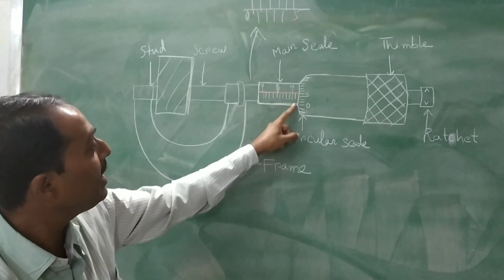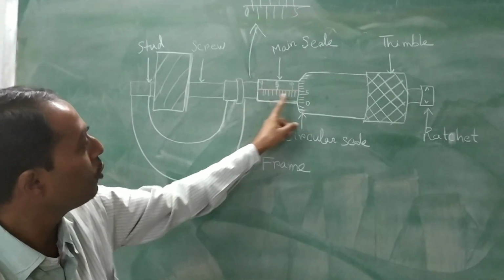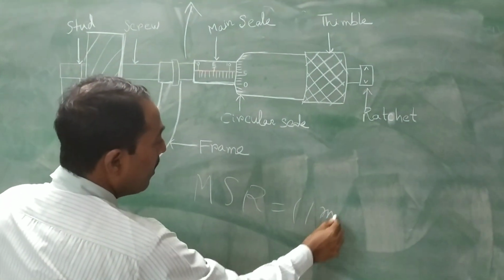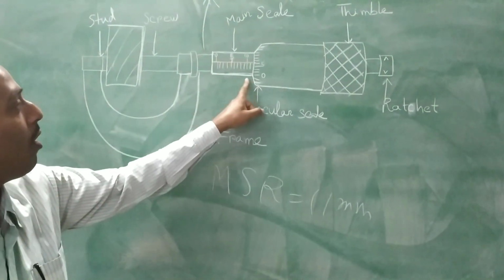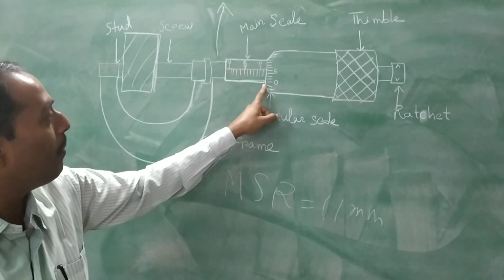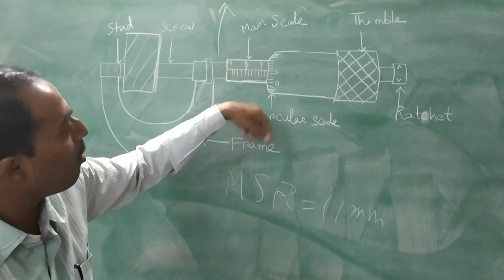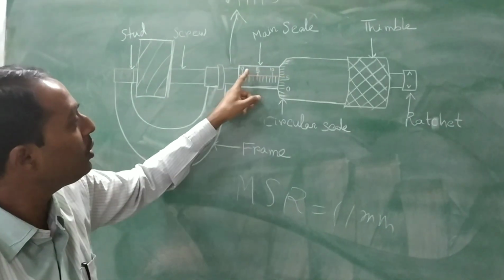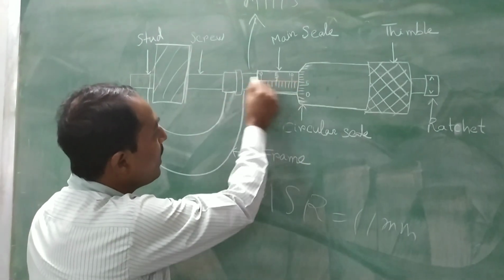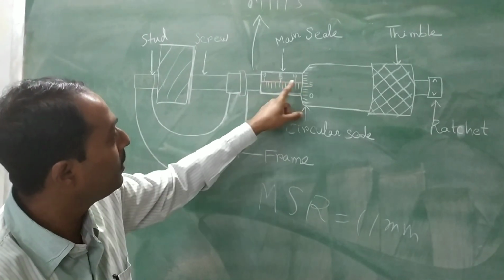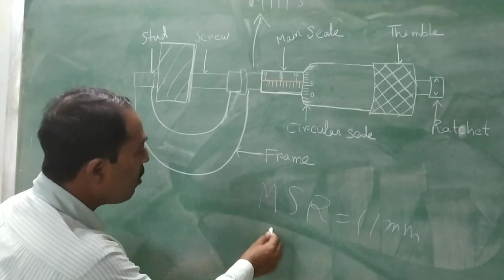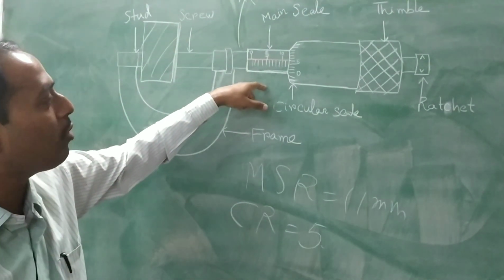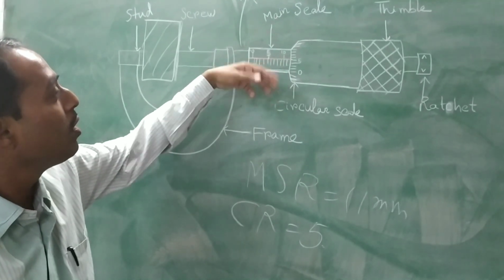Now in that case, say 11 millimeter is visible. So your main scale reading will be 11 millimeter. Okay, main scale reading. Then for the circular scale, out of 50 or 100 divisions, see which mark is coinciding with that reference line. In that case, say 5 is coinciding with this reference line. So your circular reading will be 5. It may be any value between 0 and 49, or 0 and 99.